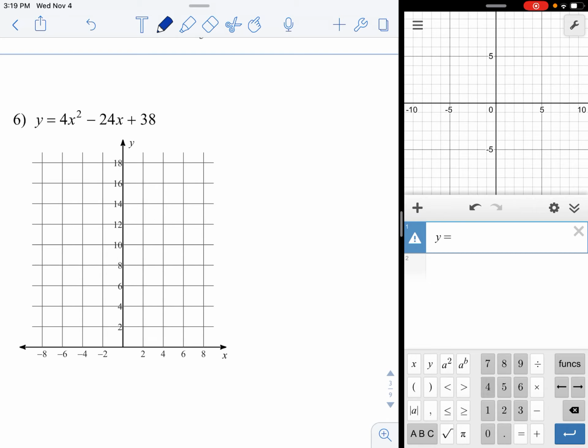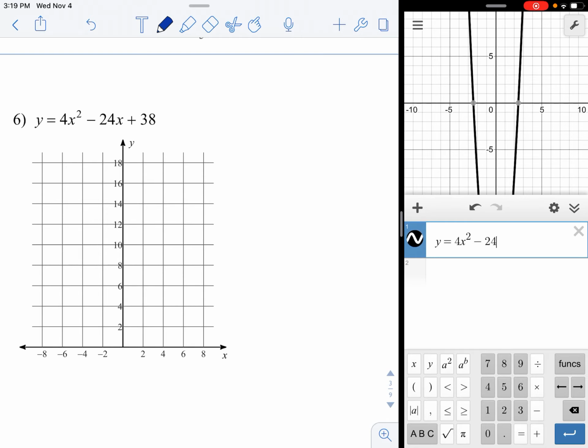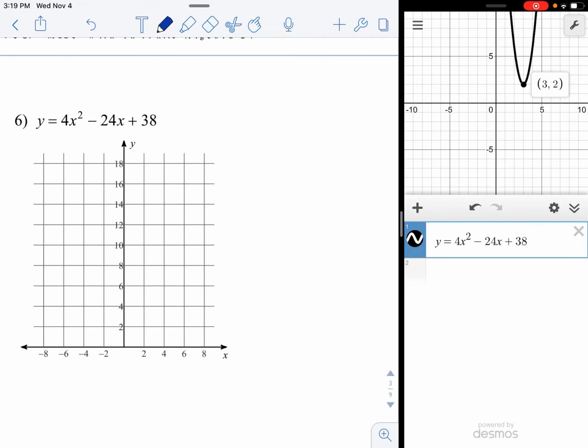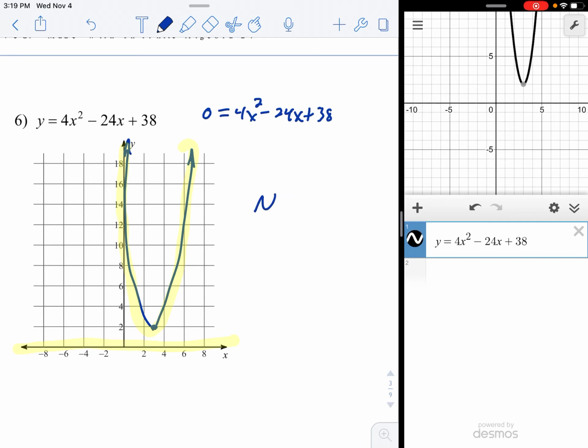So y equals 4x squared minus 24x plus 38. Okay, now this one's interesting. The vertex is at 3, 2, and our graph counts by 2's, and it goes upward. Now, the solution, 0 equals 4x squared minus 24x plus 38, is the x-intercepts. Where does this graph cross the x-axis? Well, it doesn't. So what does that mean? That means that this is a no solution type of problem.